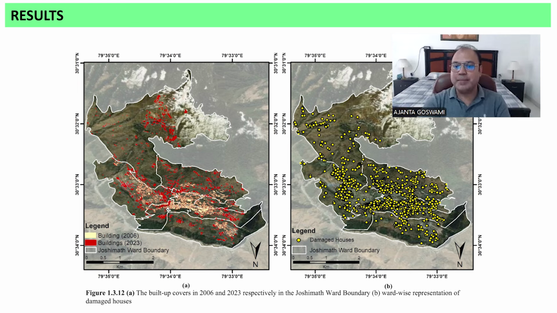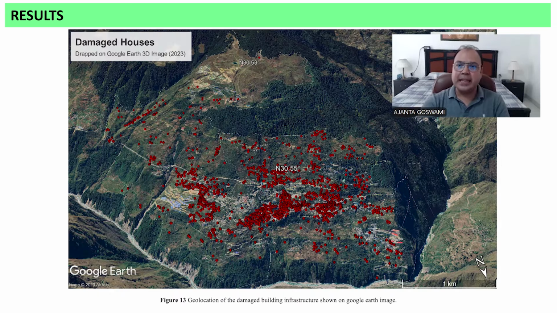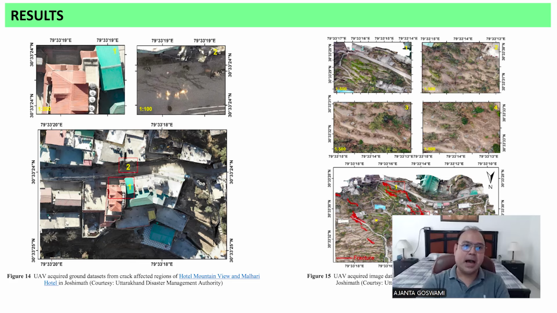This is the location of damaged houses. So ward-wise, how many houses were damaged? Almost in every ward, there was damage to houses, okay? And more concentration in this particular area. And this is the draft Google Earth 3D image of 2023, where we have tried to show the damaged houses. I talked about one of the hotels which leaned on another hotel. So this is the drone image of these two hotels, which actually collided on each other. Later on, it was demolished.